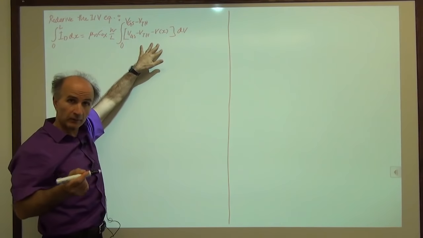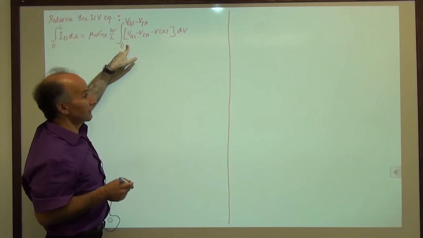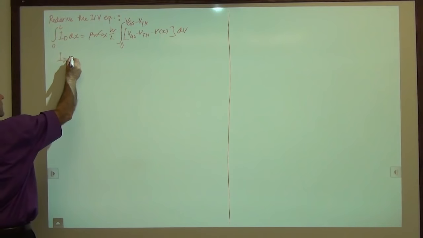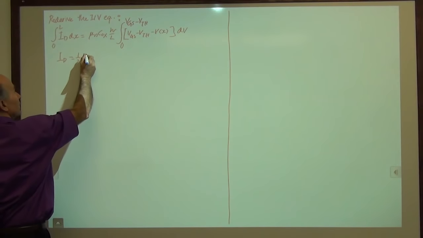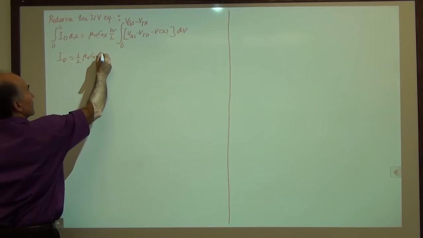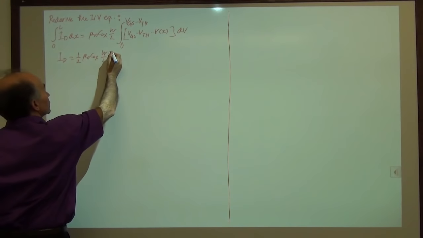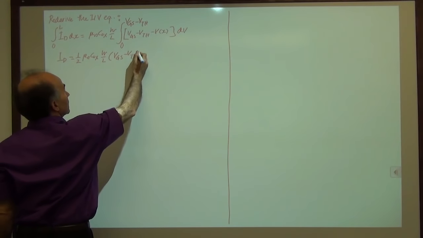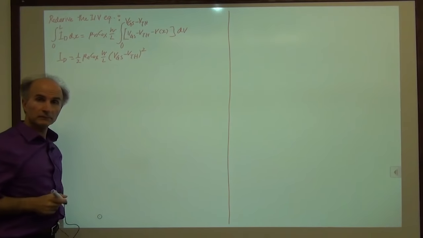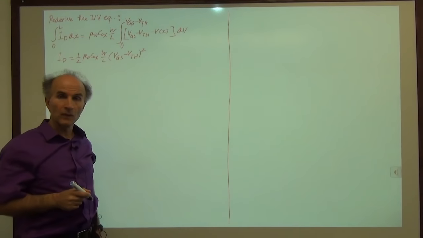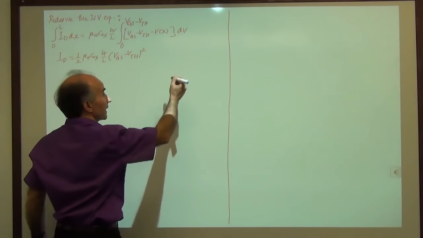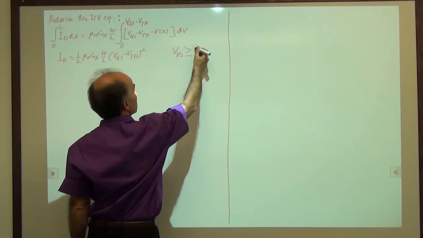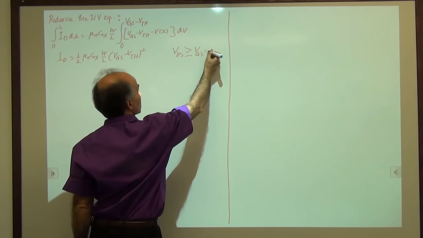We just integrate as we did before. We place these limits of integral in the equations, and this is what we get. We have ID is equal to 1/2 mu n C ox W over L times (VGS minus VTH) squared. So this is for the case of VDS greater than or equal to VGS minus VTH.